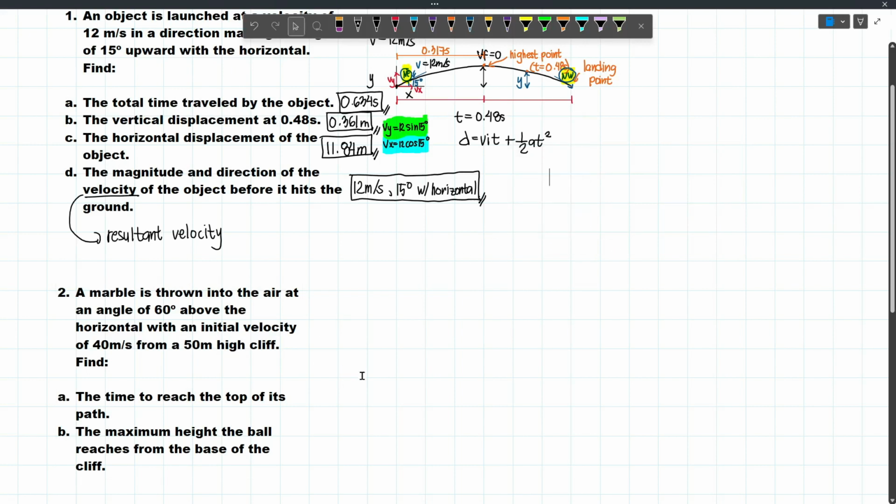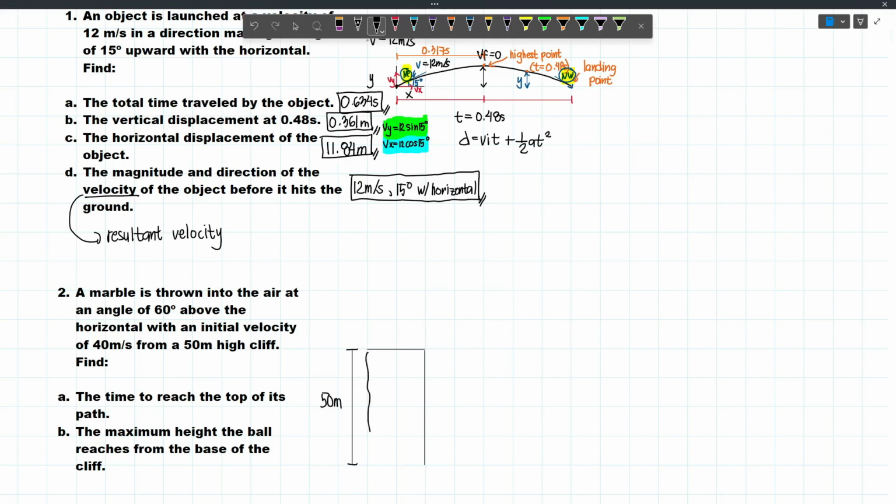And then let's try to solve for the second question. A marble is thrown into the air at an angle of 60 degrees above the horizontal with an initial velocity of 40 meters per second from a 50 meter high cliff. And so let's visualize our problem. Here is our cliff, and this distance is 50 meters. And then the marble is thrown into the air at an angle of 60 degrees above the horizontal.